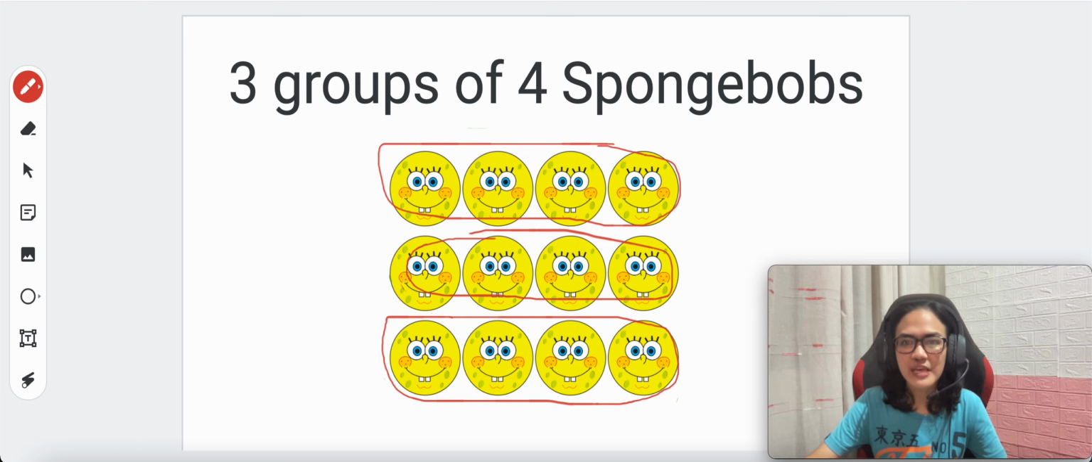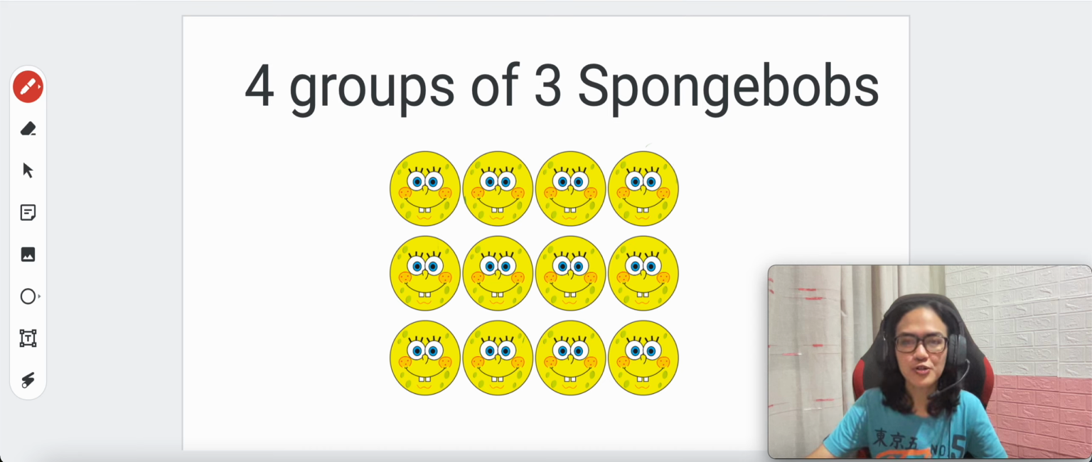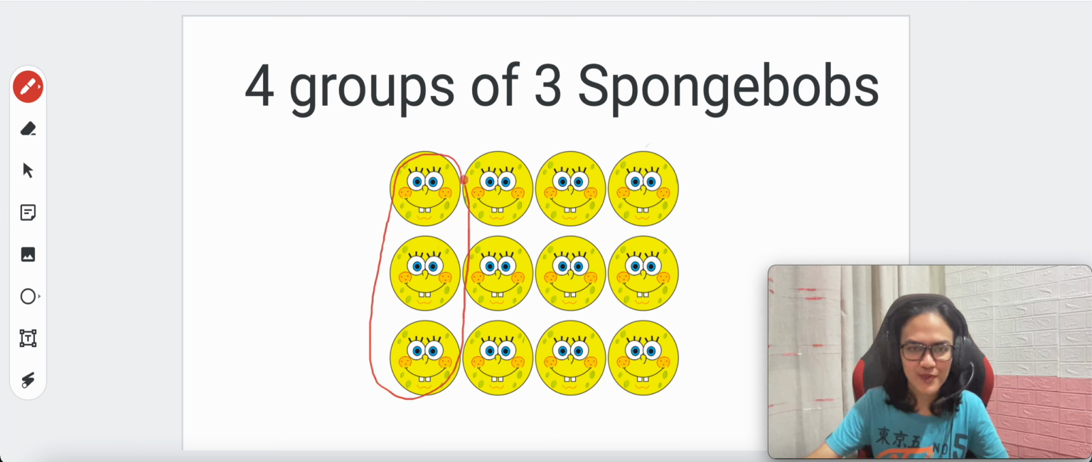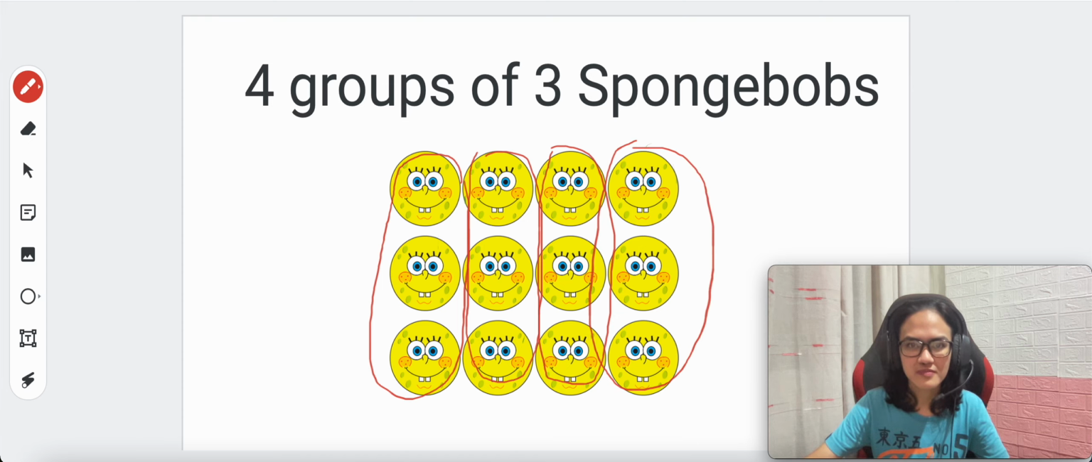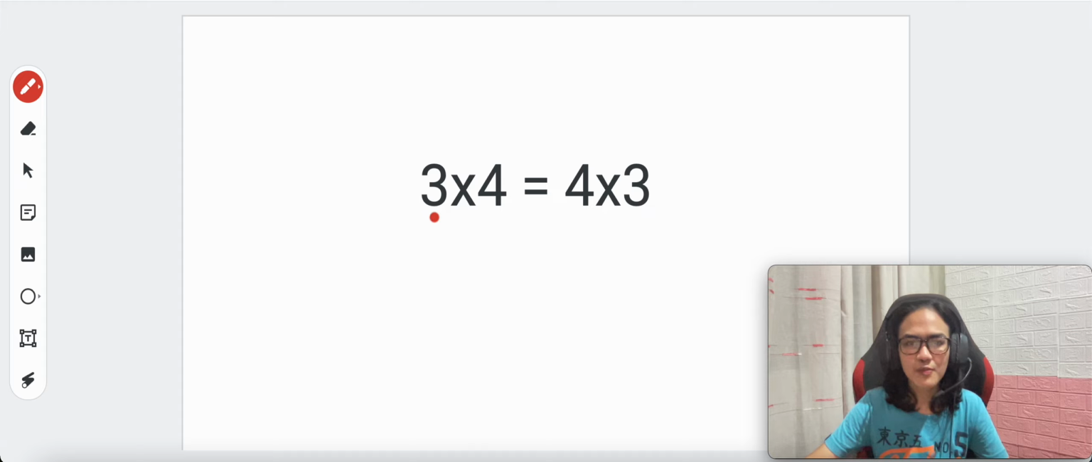We can also view the same set of SpongeBobs as four groups of three SpongeBobs. So, one group of three SpongeBobs, two groups of three SpongeBobs, three groups of three SpongeBobs, and four groups of three SpongeBobs. Now, if we see the first number as groups of the second number, or three groups of four and four groups of three, we can recognize that we will still get the same answer because 3 times 4, that is 12, and 4 times 3, that is also 12.